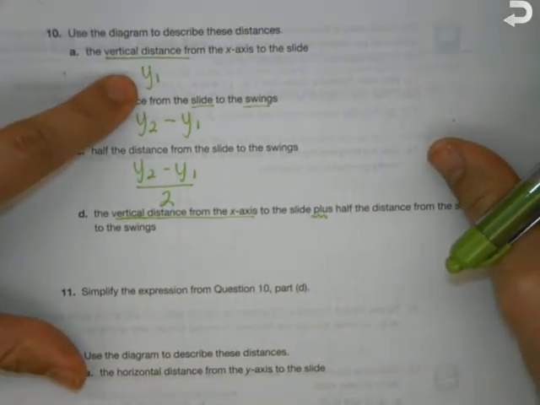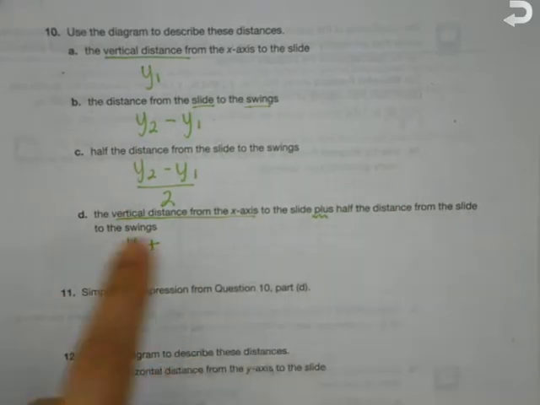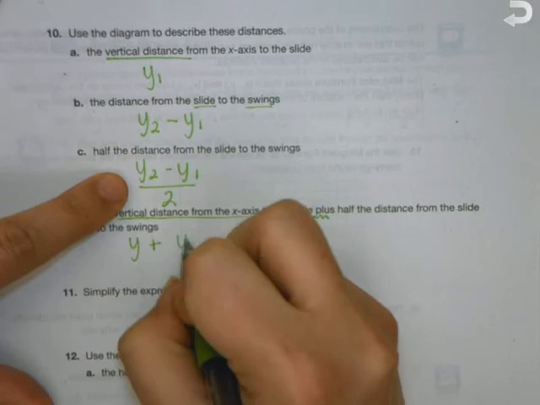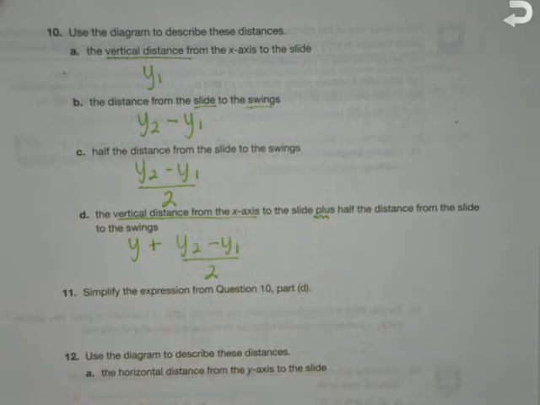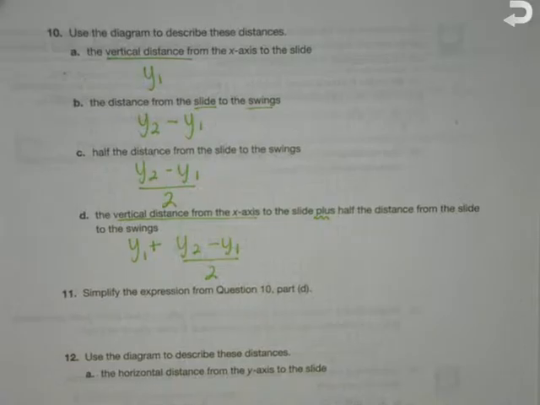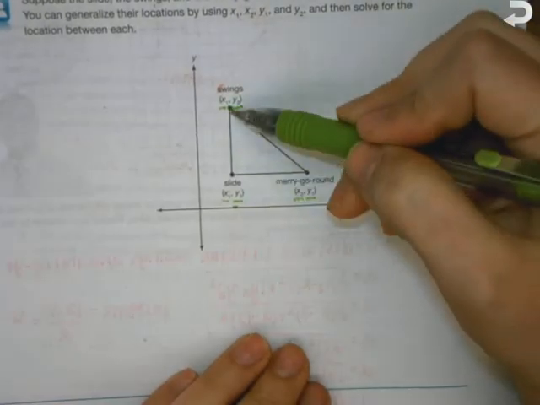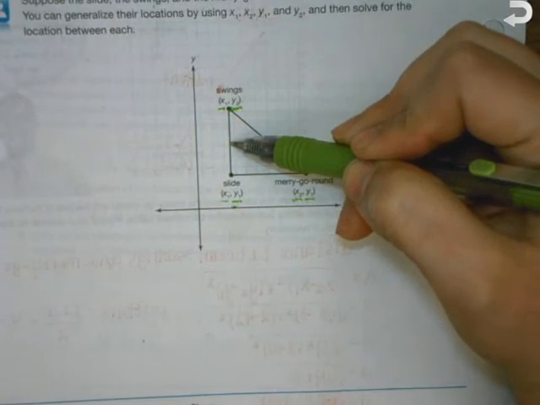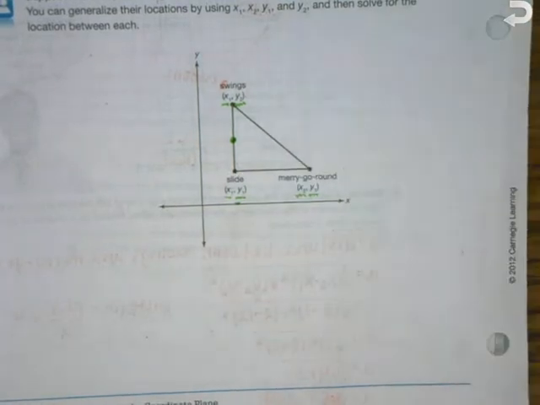Okay, so it wants us to take y1, the vertical distance, plus half the distance from the slide to the swings. That's this guy right here: y2 minus y1 divided by 2. Okay, this is y1. Sorry. So basically what we're doing here is we are taking the distance between these two and we're dividing it by 2, and that gives you the halfway point. However, finding the halfway point right here does not give me the actual coordinate y.